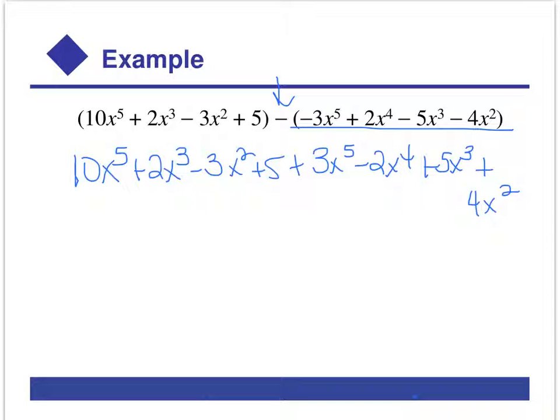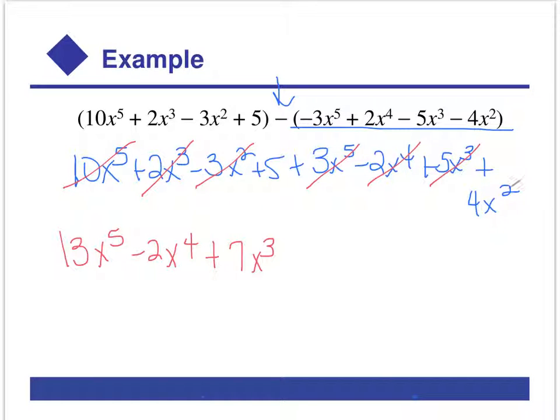I have a 10x to the fifth and a 3x to the fifth. That gives me 13x to the fifth. I have a negative 2x to the fourth. It didn't pair with anything else. I have a positive 2x to the third and a positive 5x to the third, so it gives me a 7x to the third. I have a negative 3x squared and a positive 4x squared, so that gives me a positive x squared. And then I just have my constant left over, which is a positive 5.